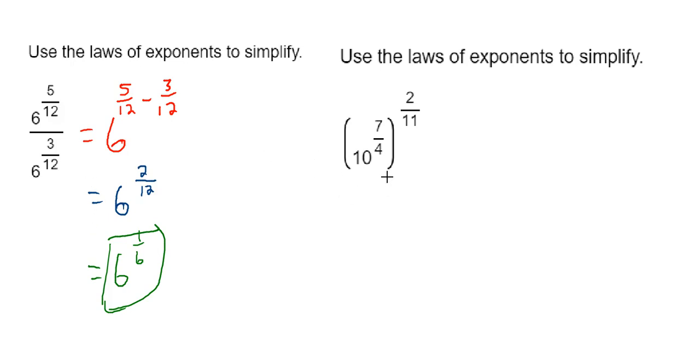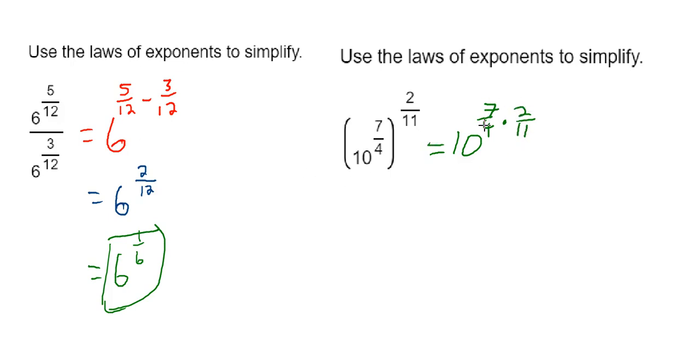Same thing here, right? We have one power being raised to another power. So we learned back in chapter 4 that in this situation we multiply the exponents. So again, the base will stay the same. We have 10. We'll take 7/4 times 2/11. So those exponents get multiplied together.